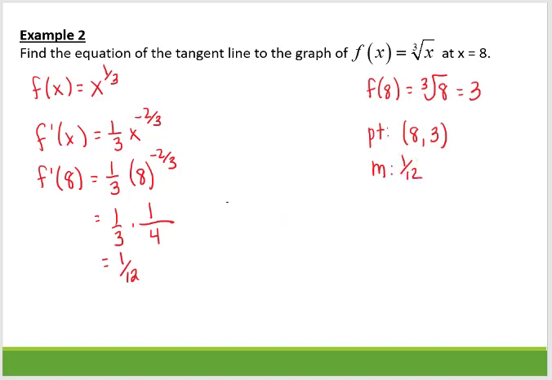Also remember our point slope formula. That's the formula that I want you guys to use. You can use other ones, that's fine, but this is the easiest one because it gets you the answer right away. So y minus y1, the y coordinate is 3, the y coordinate is not 3. The y coordinate is 2.